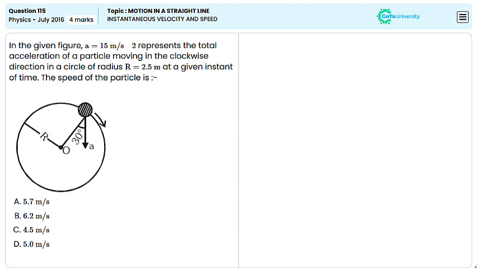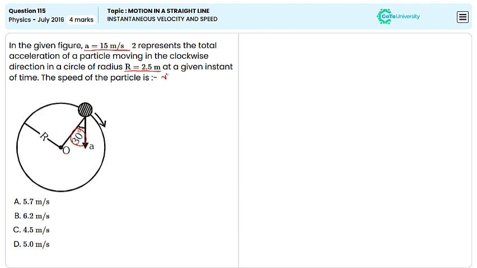We are given a total acceleration A equals 15 meter per second square and the radius of the circle r equals 2.5 meters, and the total acceleration makes an angle of 30 degrees with the radius. We need to find the speed of the particle v.